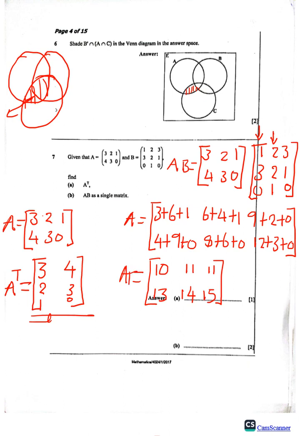So this is our AB. This is our AB as a single matrix. So it means we've combined the two matrices A and B to form one single matrix. So now let's move on.